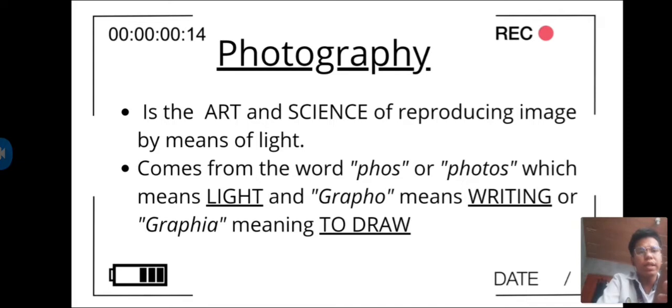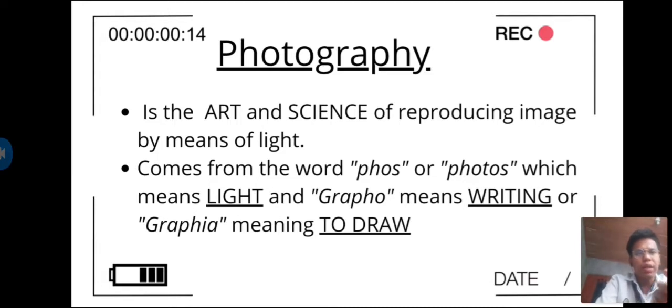Next one is science. It is a science because it follows a certain process or methodology wherein kung mapapansin nyo, the two of the essential parts of photography is chemical process and sensitized materials. And lastly, sabi doon, reproducing image by means of light.